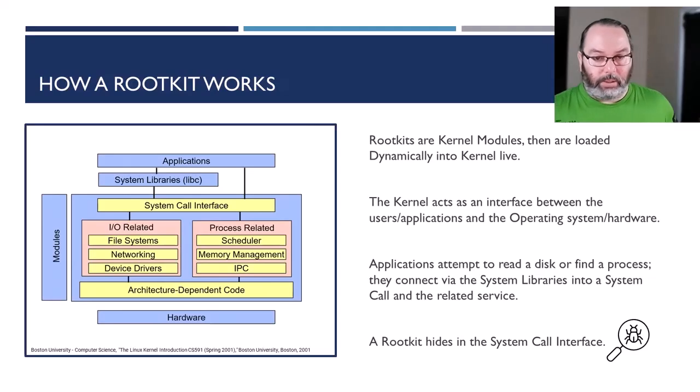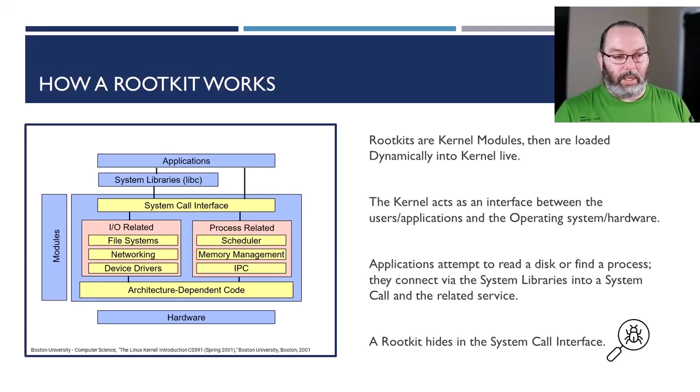So how does a rootkit work? A rootkit is a kernel module, so it forms part of the operating system, same as a driver. When an operating system starts up, it loads a whole heap of modules dynamically into the environment. One of these will be our rootkit. These modules allow user mode areas to talk to system mode or kernel mode areas in the environment.